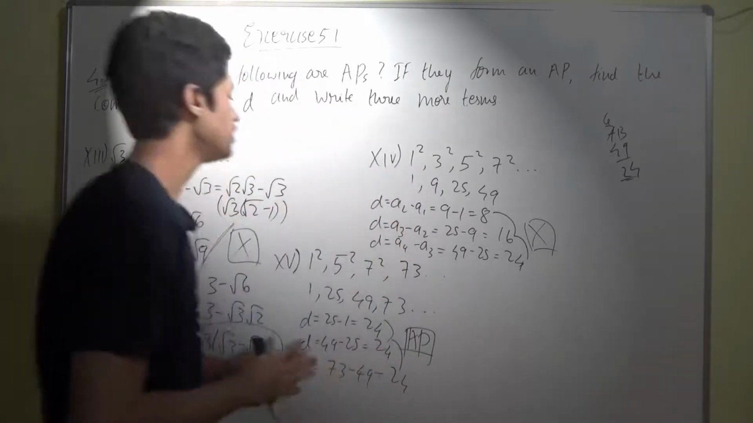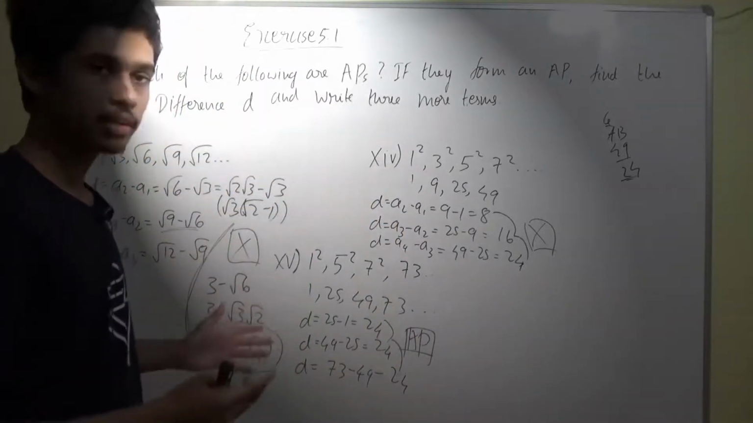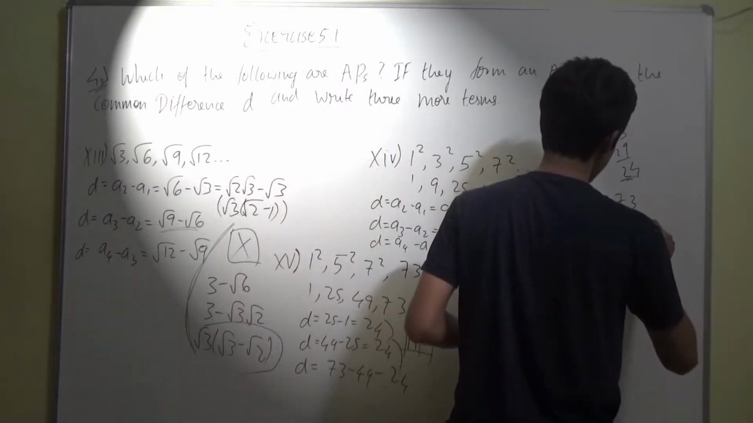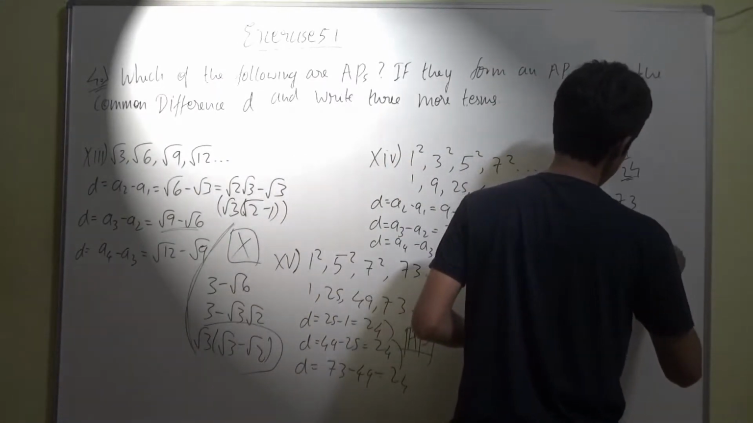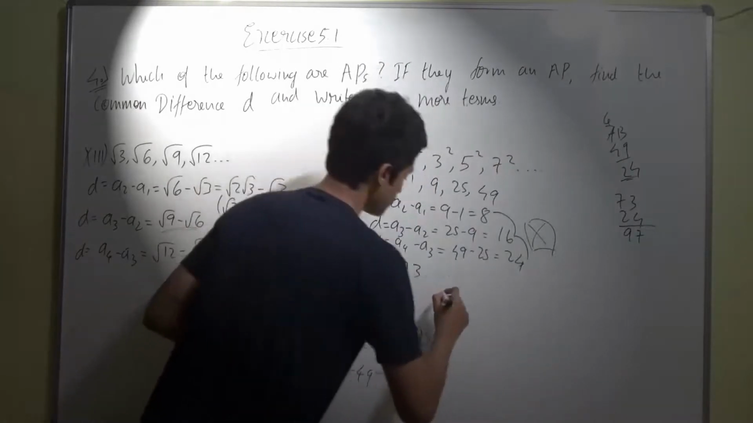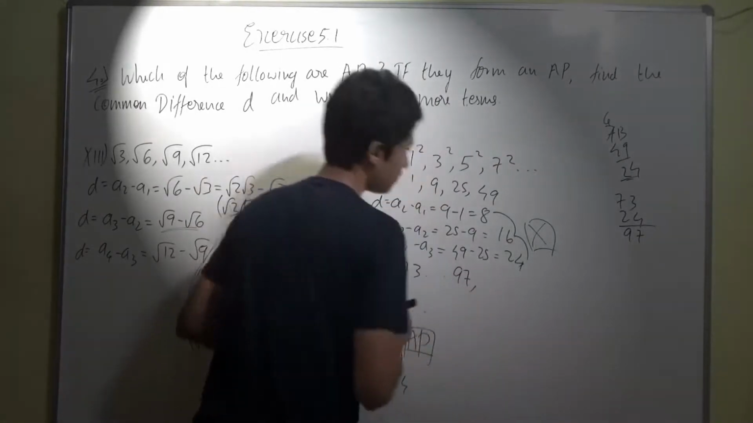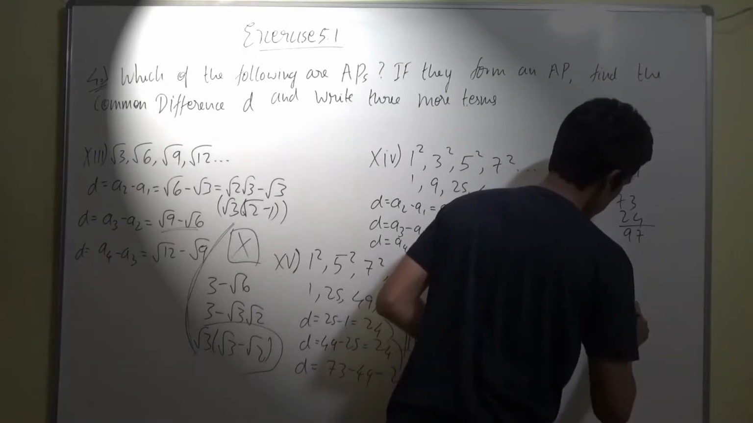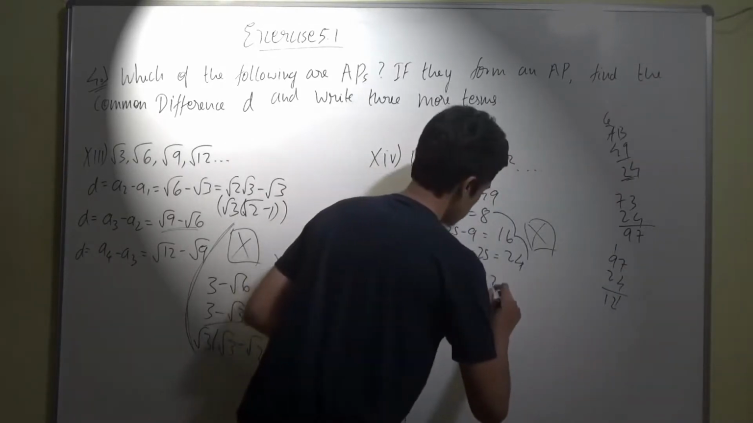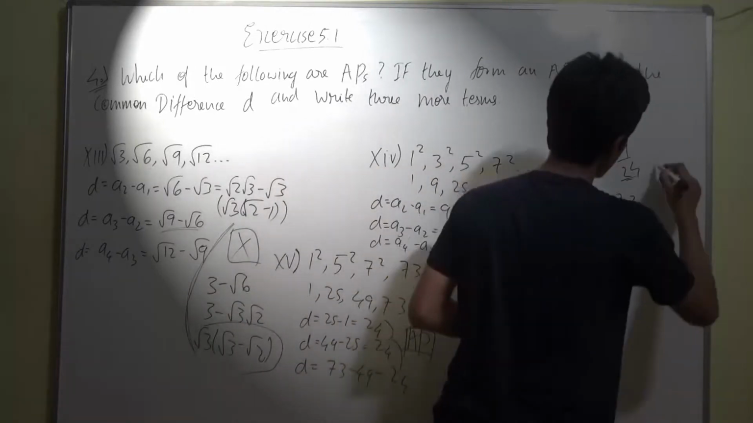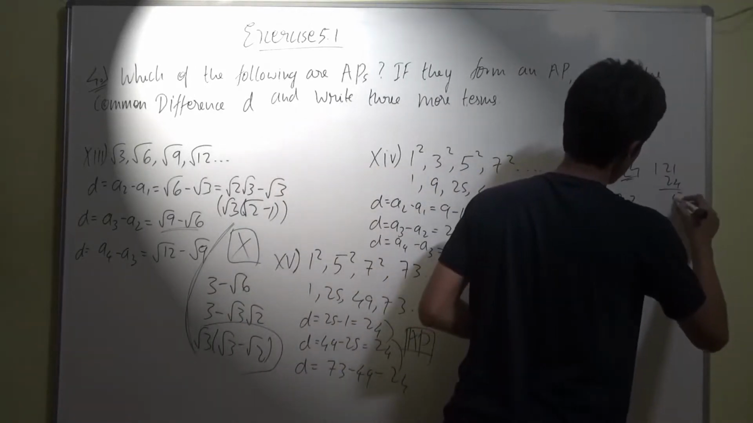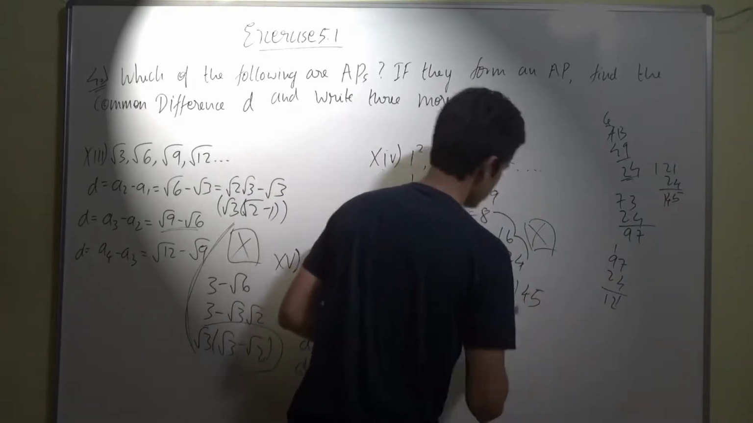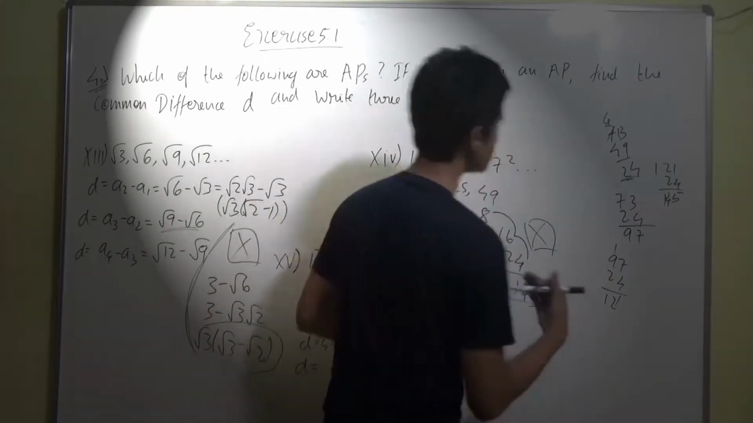So now let's find the next three terms. How will you find the next three terms, guys? It's very simple. You have to add 24 to 73. Then it will become 97, right? So the next three terms are 97, comma. Now again you have to add 24 to 97. This is going to become equal to 121. Now again you have to add 24 to 121. It's going to become 145. Getting it, guys? So these are the next three terms in the series.